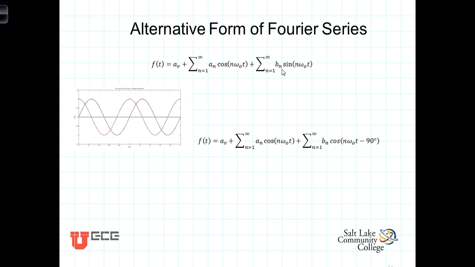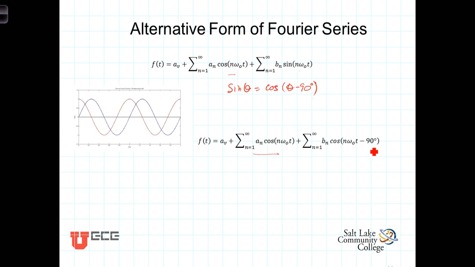It's based upon the trig identity that the sine of an angle, sine of theta, is equal to a time-shifted version of the cosine, or the sine of theta is equal to cosine of theta minus 90 degrees. So all of these sine terms can be written as cosine terms. So we'll have this first sum just rewritten there. The second term then becomes this b sub n cosine of n omega naught t minus 90 degrees.